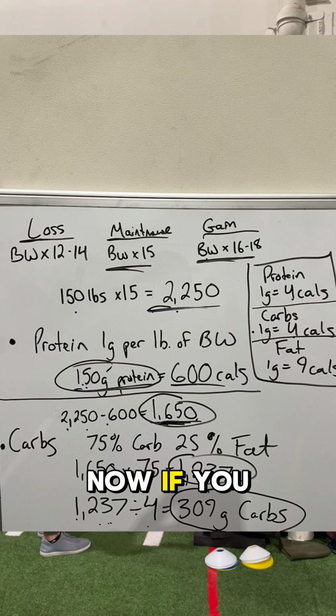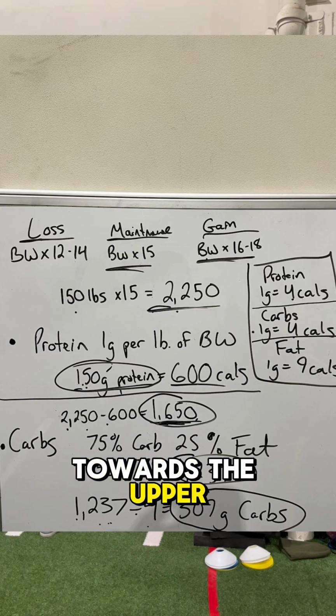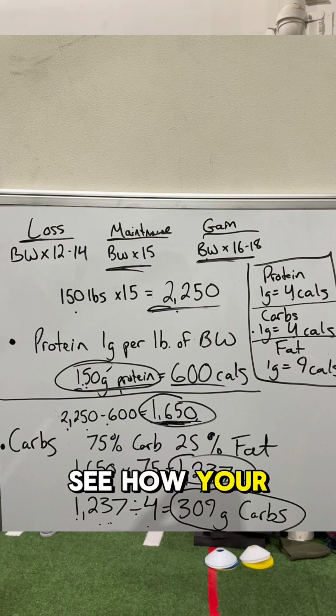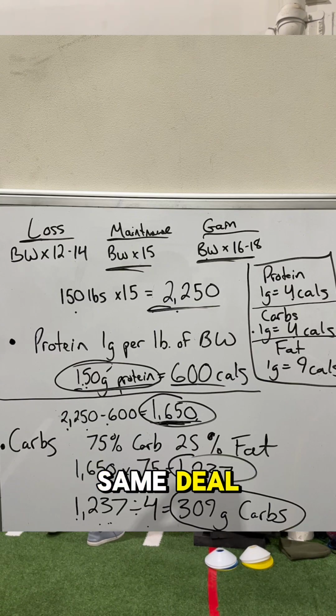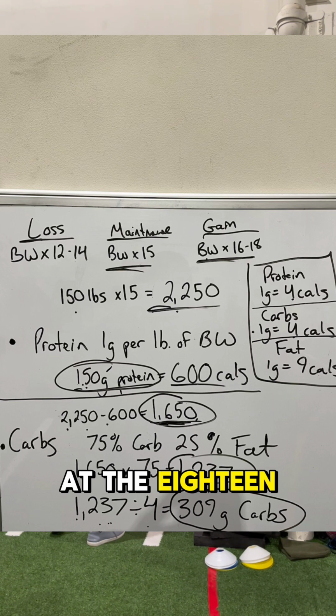Now, if you're going to lose weight, I would tend towards the upper end of that first, see how your body responds. After a couple weeks, if the weight's going down, good. If it's not, you can go towards the lower end. Weight gain, same deal. I wouldn't start at the 18, I would start at the lower end. All right, so body weight times any of these will give you what your goals are.